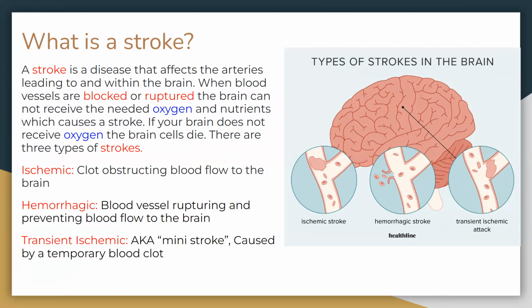Ischemic stroke is when clots obstruct the blood flow to the brain. Hemorrhagic stroke is when the blood vessels rupture, preventing blood flow to the brain. And transient ischemic attack, also known as a mini stroke, is caused by a temporary blood clot.